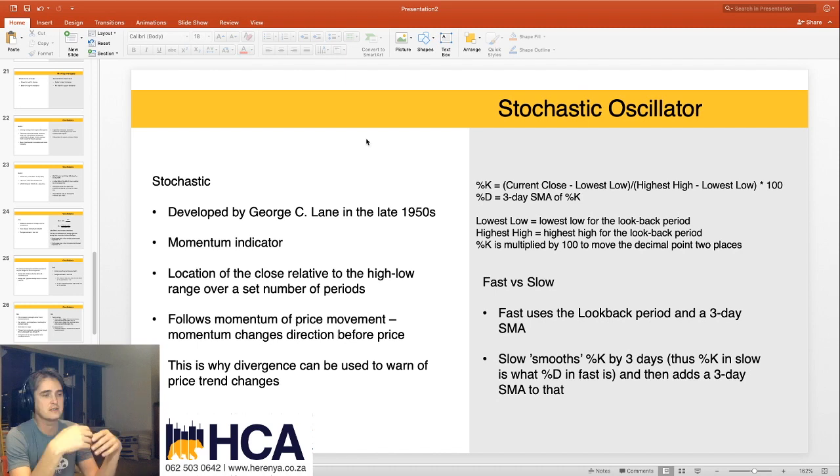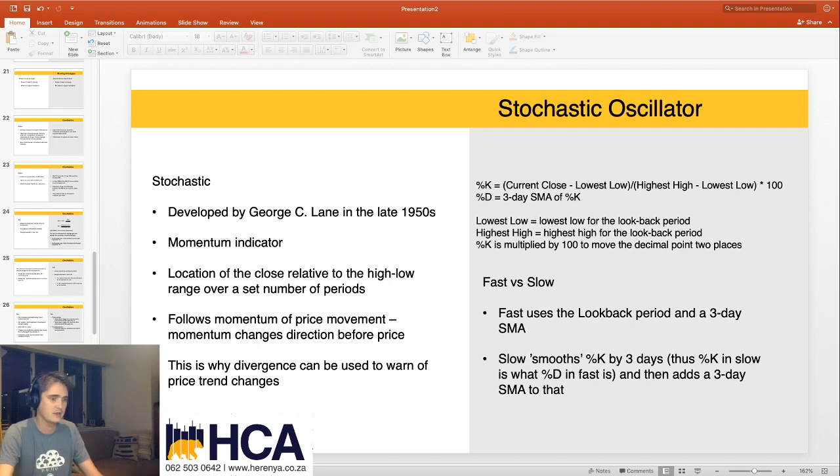Then there is something called a slow stochastic, which basically adds another 3-day SMA on that. So the 3-day smoothing that we add to percentage K gives us percentage D. Then we take that percentage D and add another 3-day SMA on that, and we call that percentage D. The previous one becomes the new percentage K, so we now have a slow stochastic. So we just have this effect of additional smoothing. A full stochastic is basically a stochastic that allows you to edit all these various things.